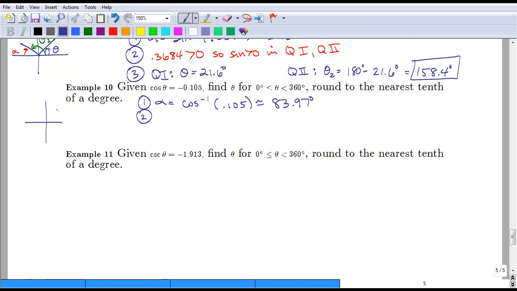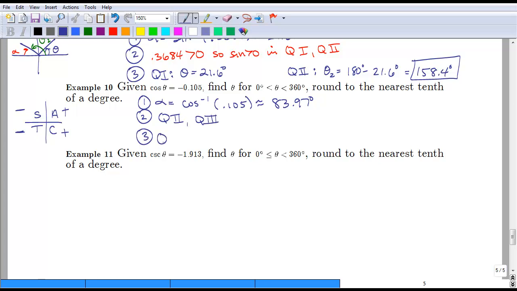Again, if we think about where cosine is positive, all students take calculus. Cosine is positive in 1 and 4, so it is negative in 2 and 3. So those are the quadrants that we want to look in.